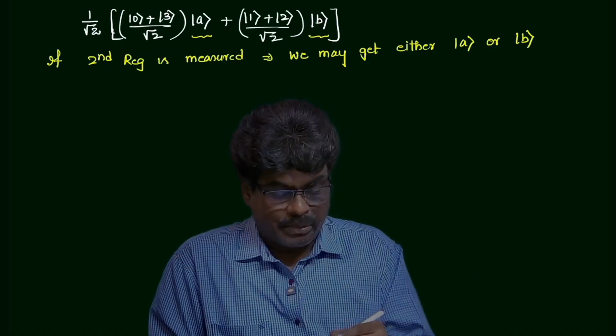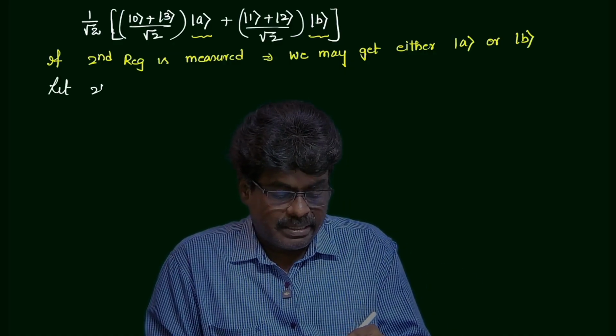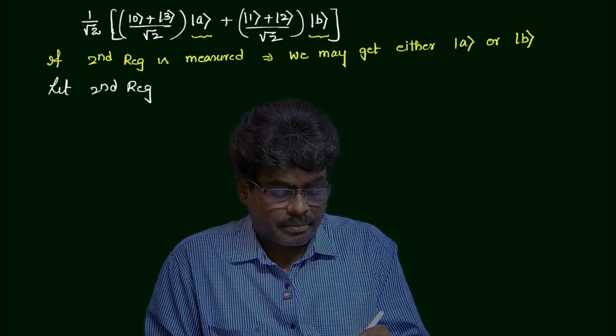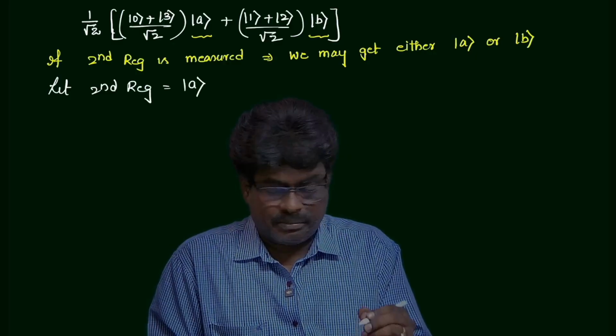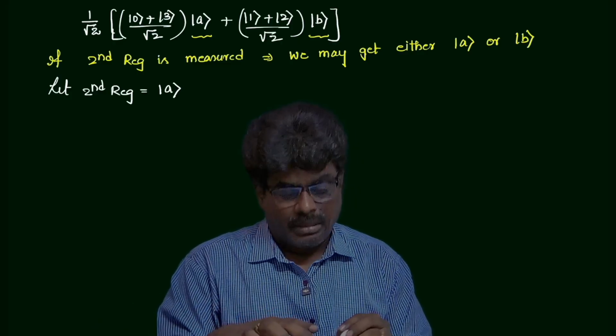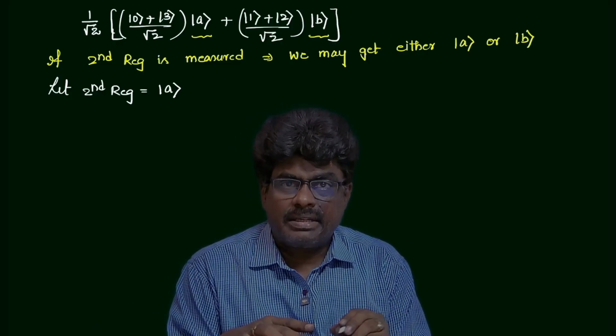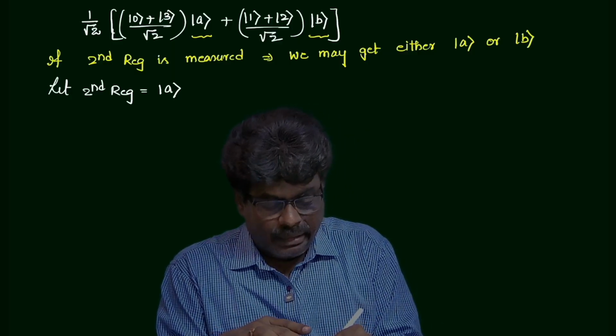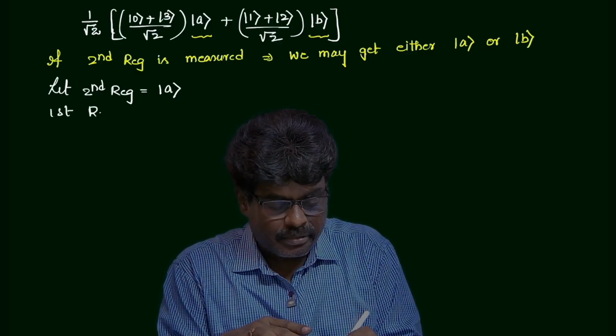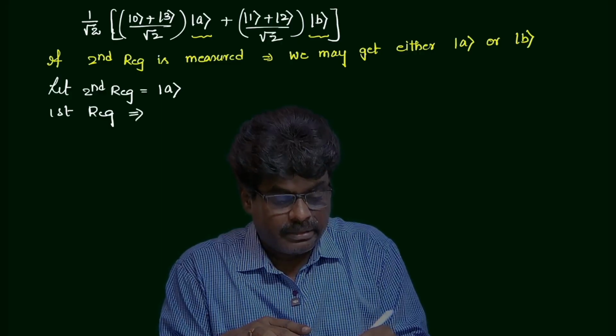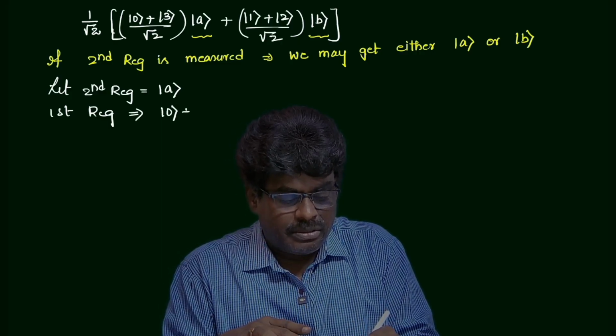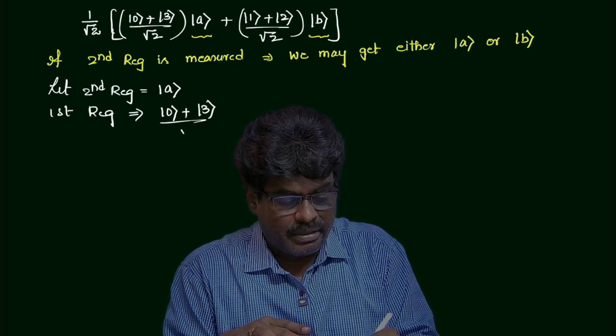I will do it for both. Now let us suppose the second register equals A. So let us suppose the second register is measured and we got A. Then the first register is found in this state, 0 plus 3 over root 2.